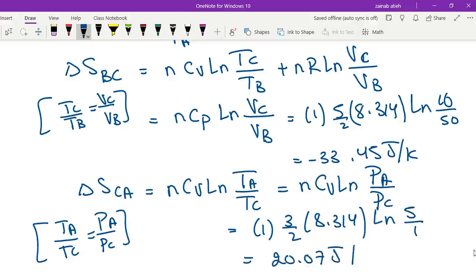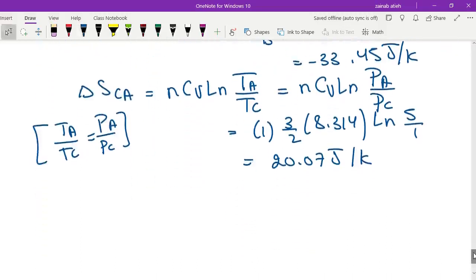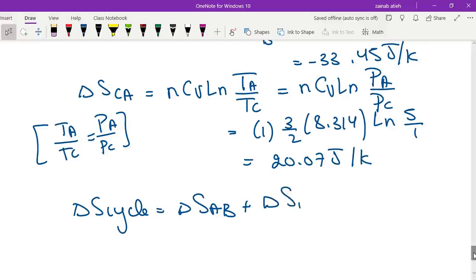Calculating all of this will give me 20.07 joule per Kelvin. Now delta S for the cycle: if you add the 3 of these, delta S for the cycle is equal to delta S AB plus delta S BC plus delta S CA, which is roughly zero. Surely there is a small difference because of the decimals, but it is zero. Okay, so delta S for the cycle is zero.